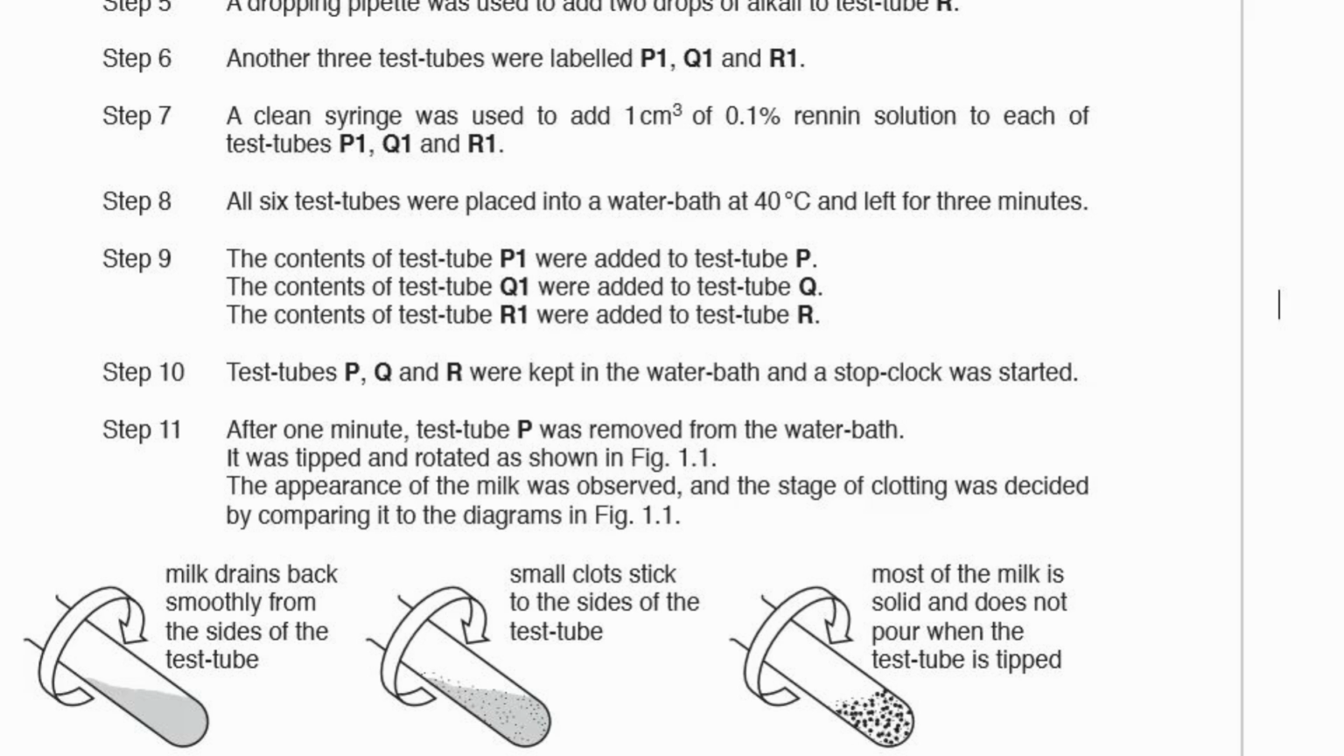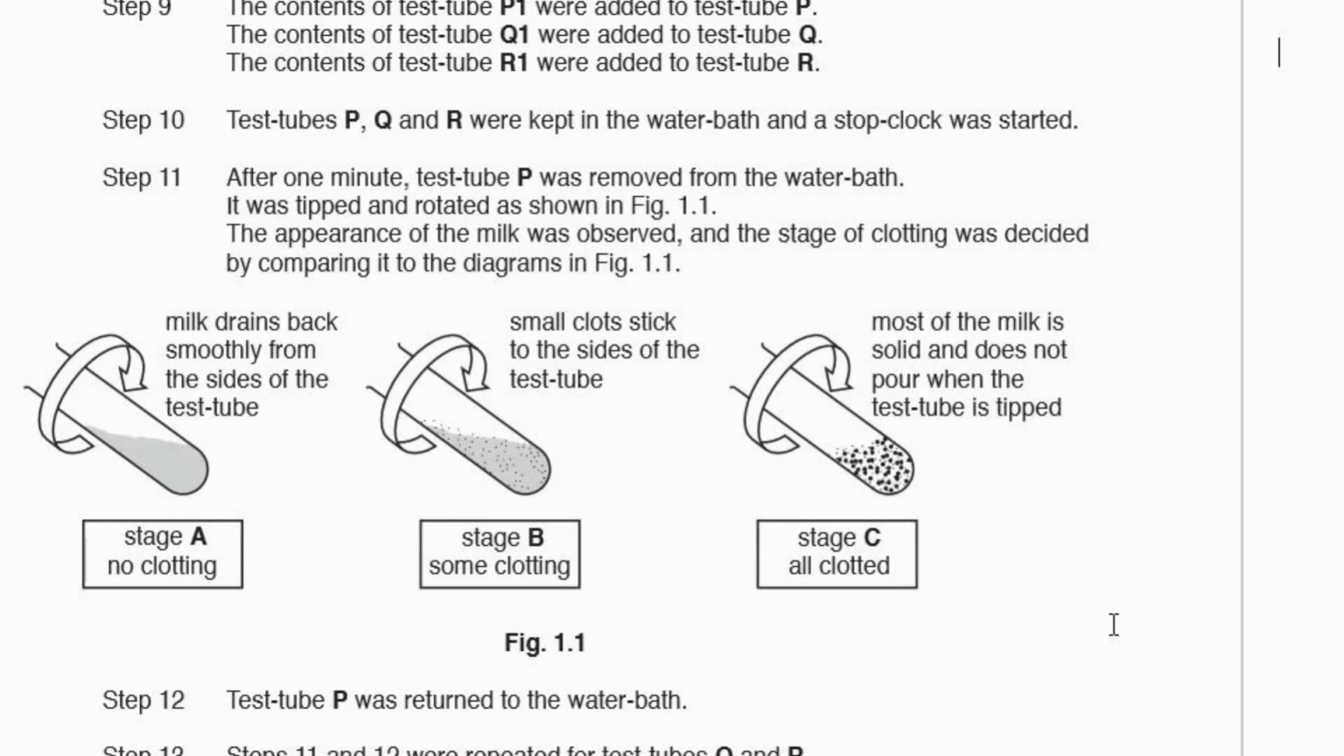It was tipped and rotated as shown in figure 1.1. Okay, this is this diagram right here. The appearance of the milk was observed and the stage of clotting was decided by comparing it to the diagrams in figure 1.1. So stage A, there was no clotting, and basically if they twisted the test tube, the milk would drain back smoothly from the sides of the test tube. So it was basically milk.